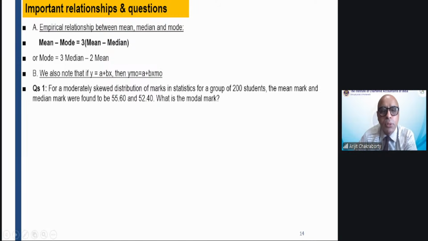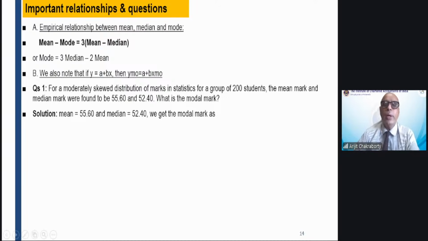For a moderately skewed distribution of marks for a group of 200 students, the mean marks and the median marks are given. You have to find the modal mark. That means number of students 200, the mean is 55.6, the median is given 52.4. We need to find out the mode. So we apply the formula which we see on the top, mean minus mode equal to 3 into mean minus median, and putting the values in the equation, we arrive at the answer here is 46.